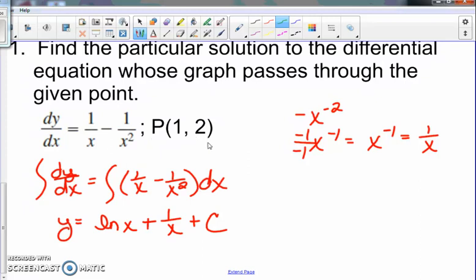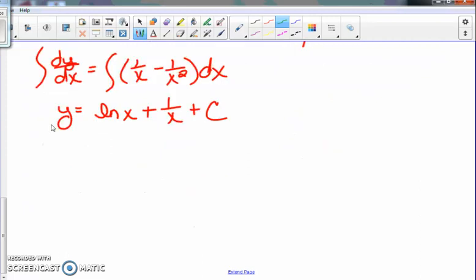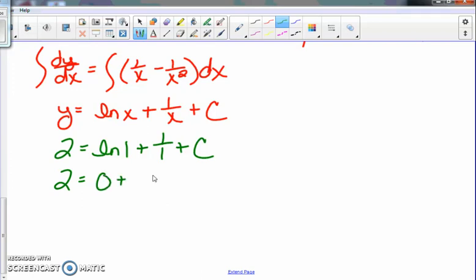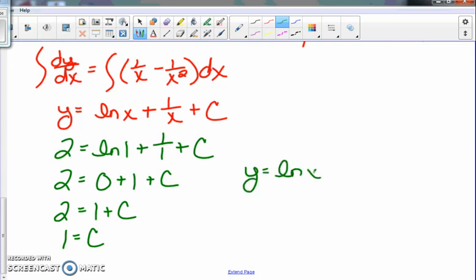If we have a particular point, we would now substitute in 2 equals the natural log of 1 plus 1 over 1 plus c. Okay, so the natural log of 1 is 0. 1 over 1 is 1. So we end up with c equals 1. So our particular solution is y equals natural log of x plus 1 over x plus 1.